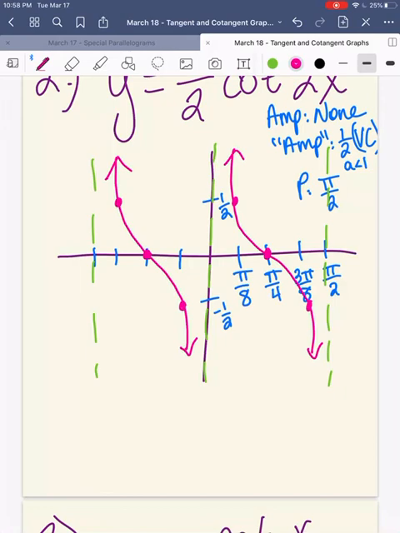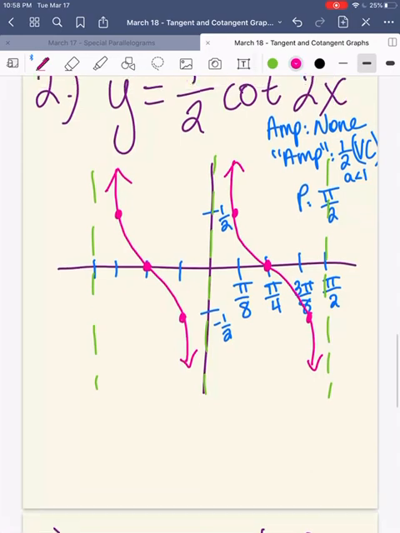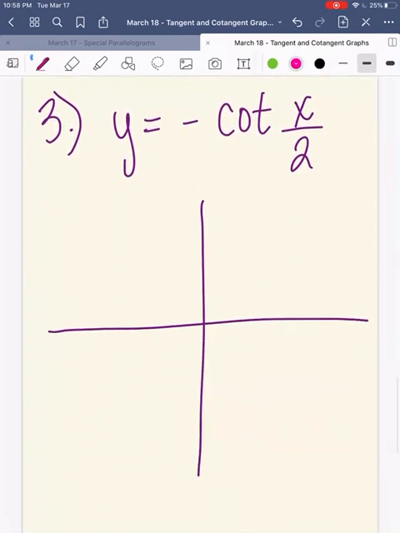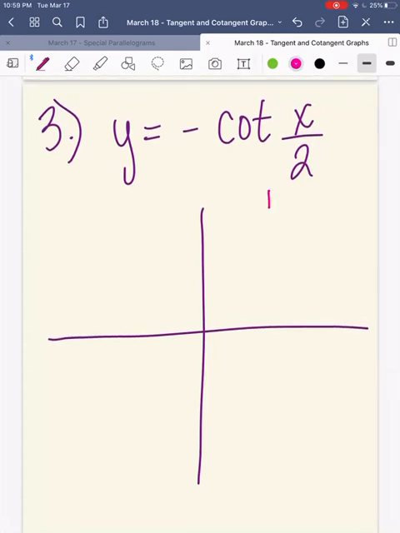Okay. I hope I didn't miss anything. I think we got it all. So there's what that graph should look like. Now let's talk about what reflections are going to look like.